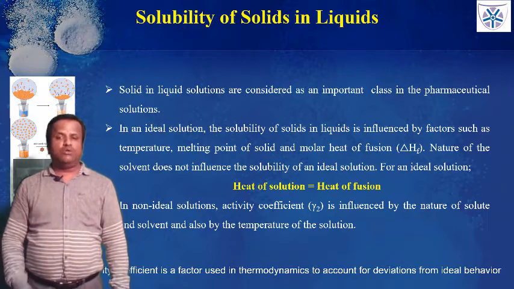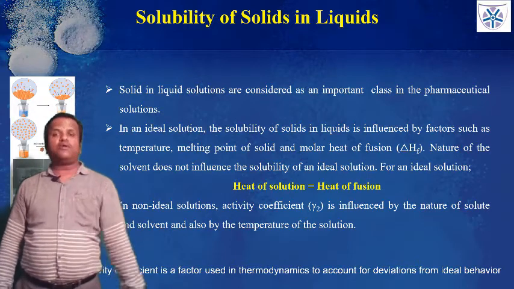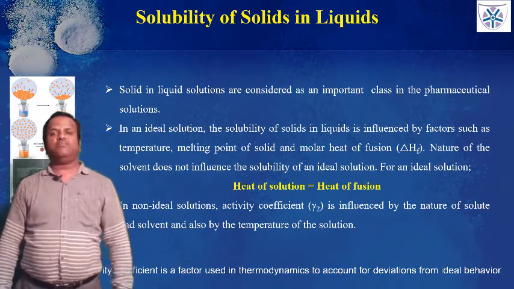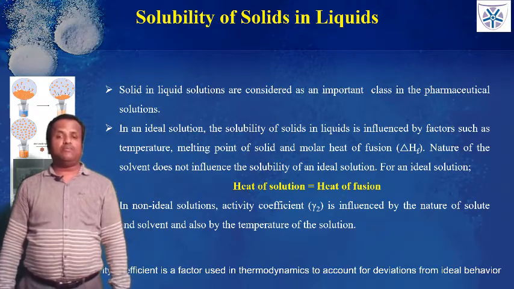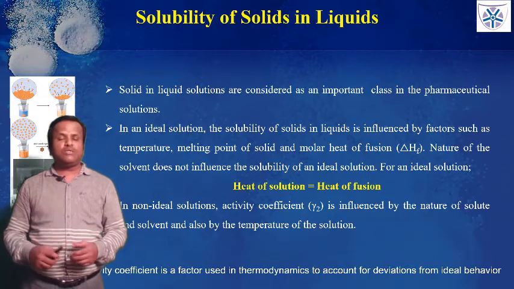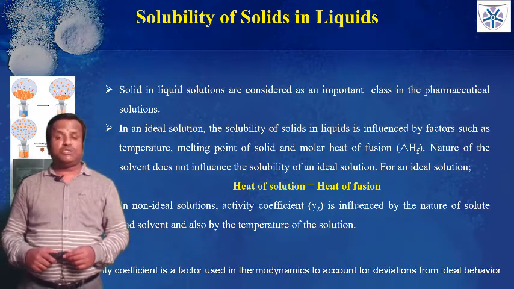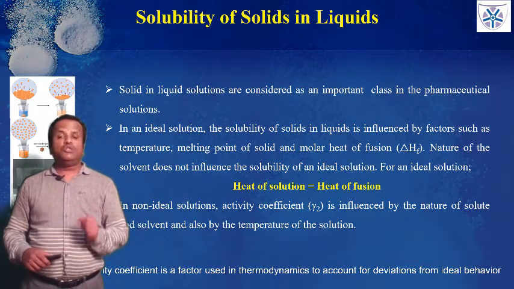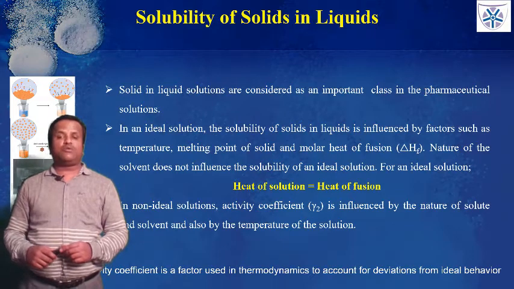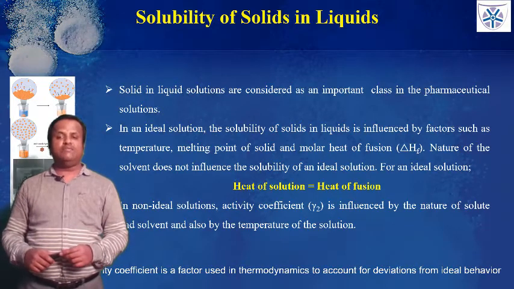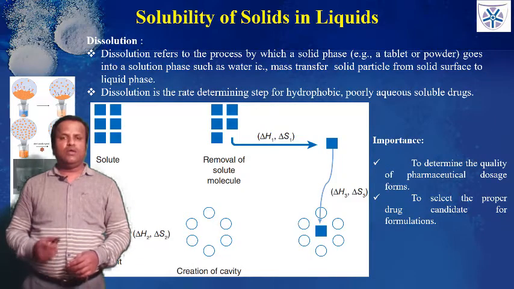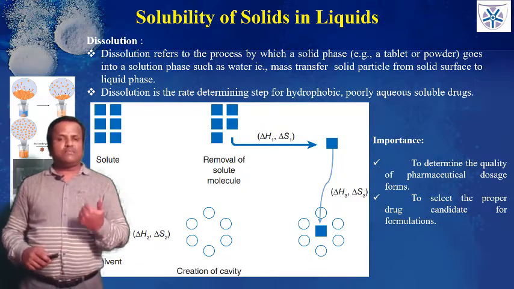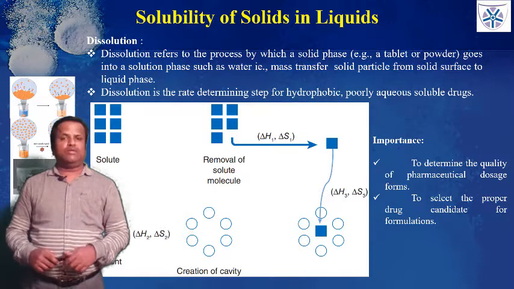The activity coefficient, termed gamma 2, is influenced by the nature of the solid and solvent and also by the temperature of the solution, because the nature of the solid is important, the nature of the solvent is important, and another external factor, temperature, is also important. Gamma 2 is nothing but the activity coefficient, a factor used in thermodynamics to account for deviations from ideal behavior.